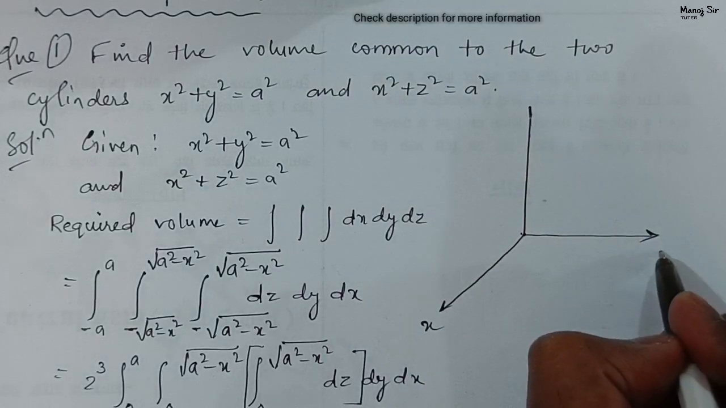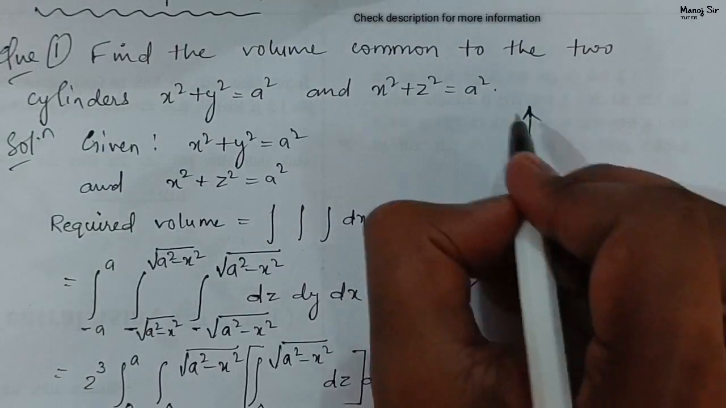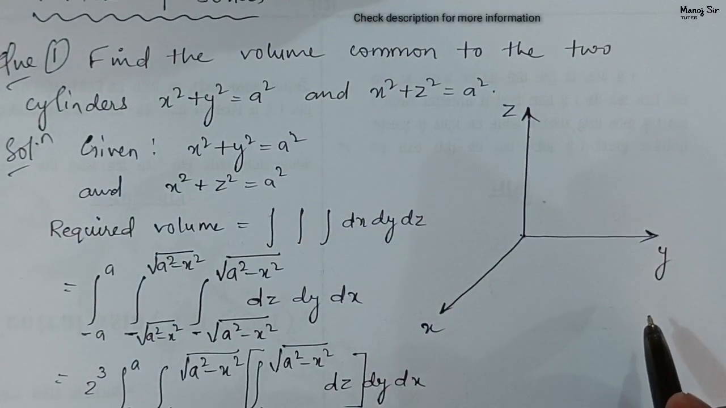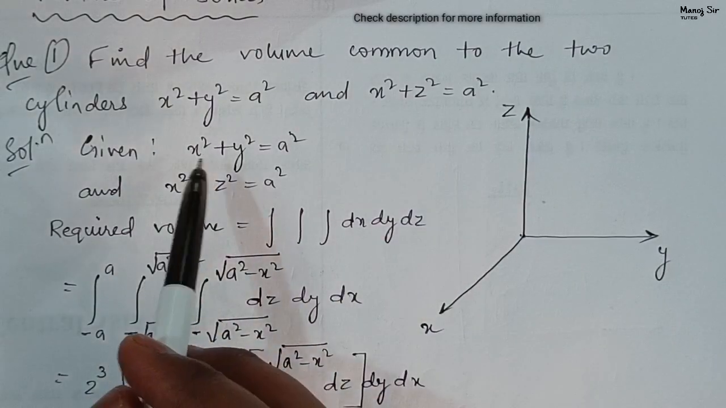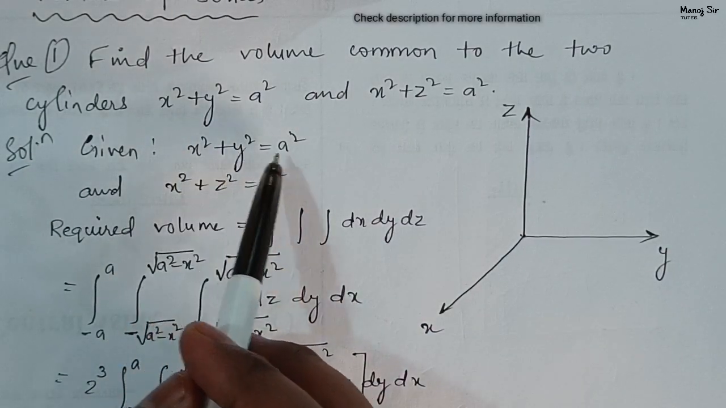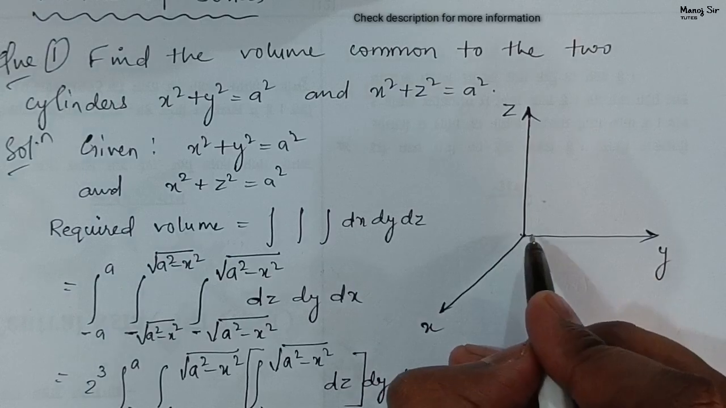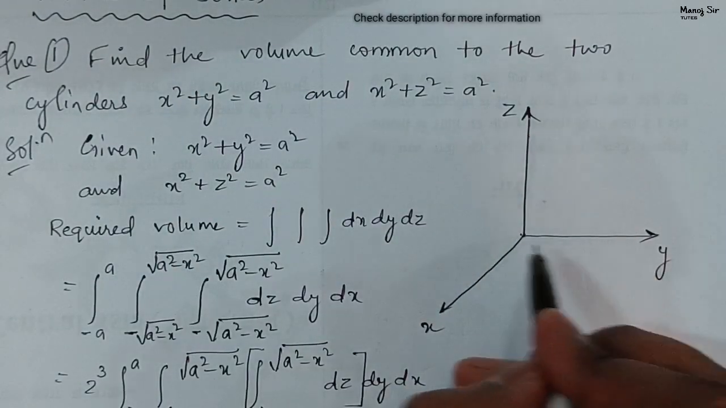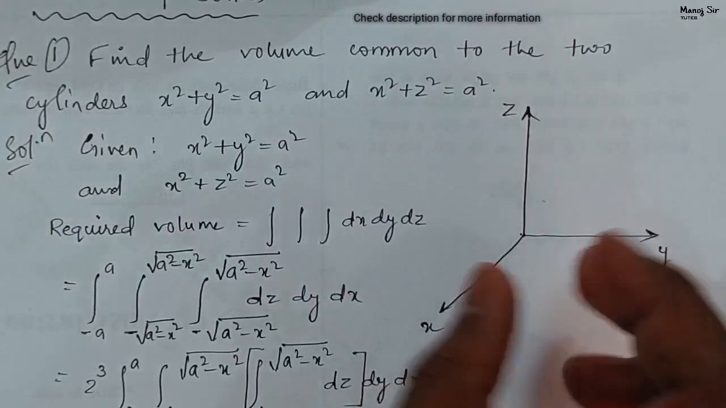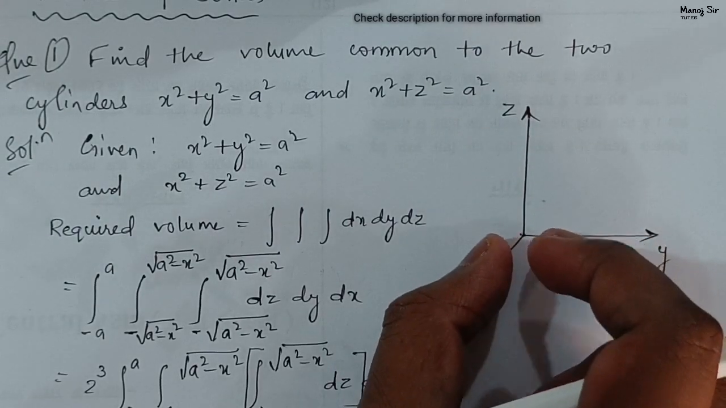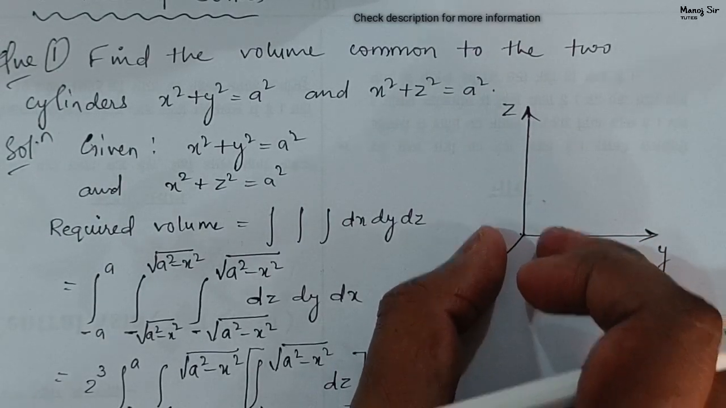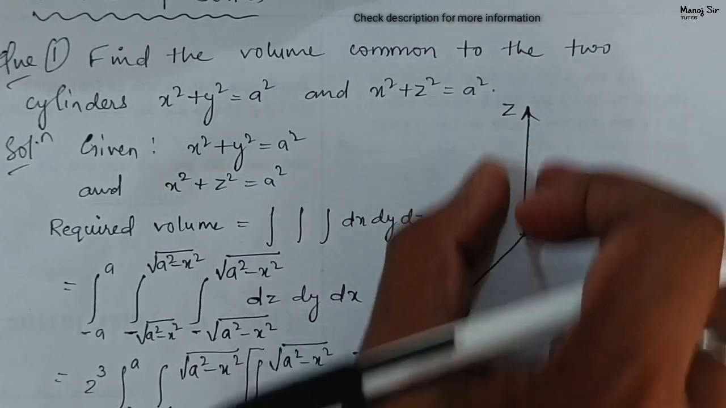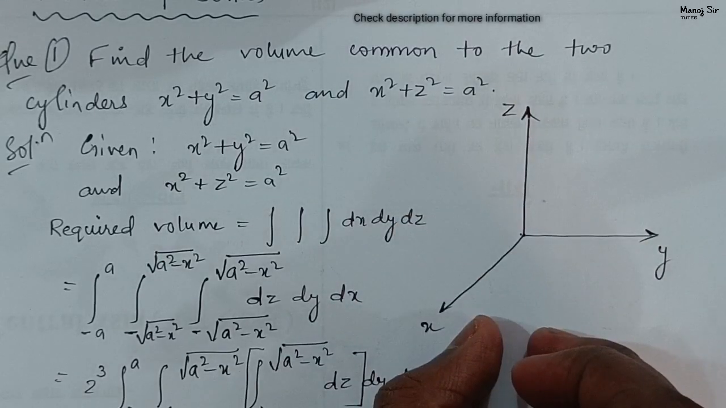Suppose this is my x-axis, this is my y-axis, and this is my z-axis. Okay. So first of all, here we have the equation x square plus y square equals a square. So this circle is on the x and y plane. Okay, like this. So if we take this circle along the z-axis, it is going to form a cylinder.